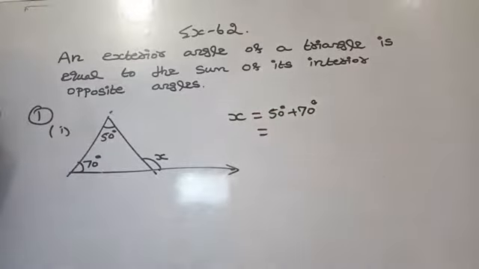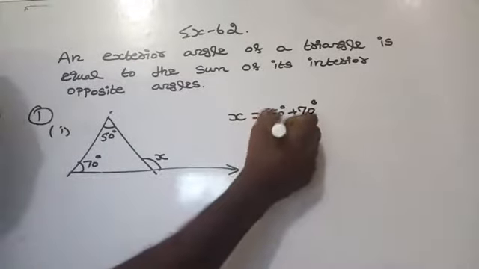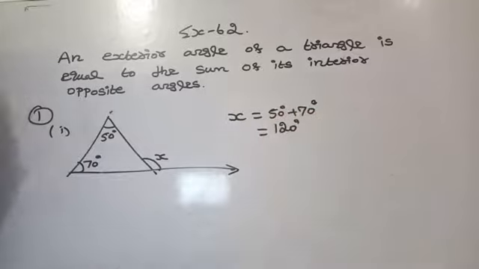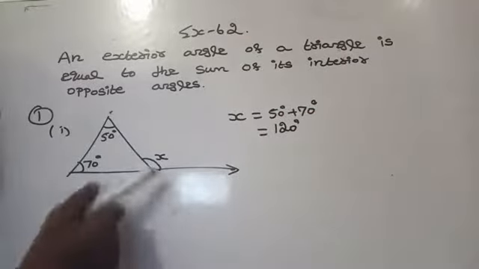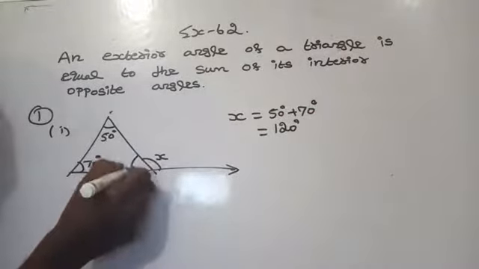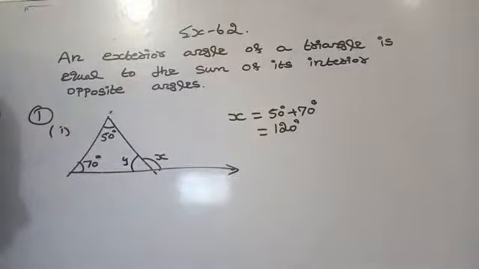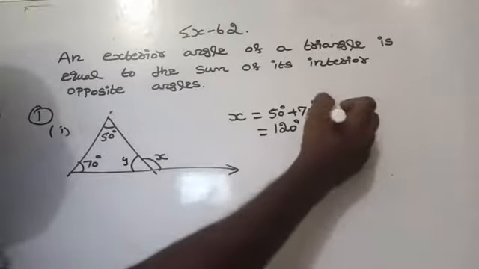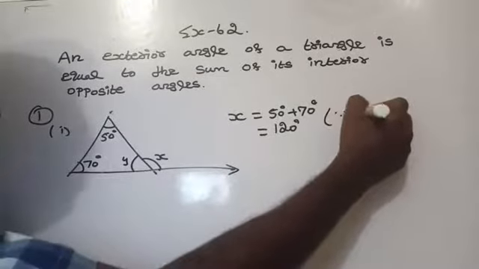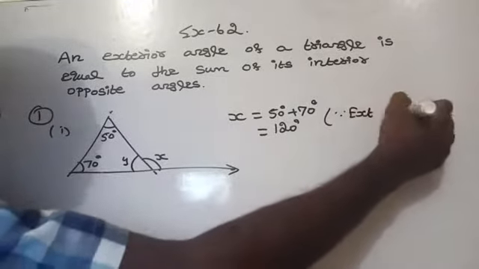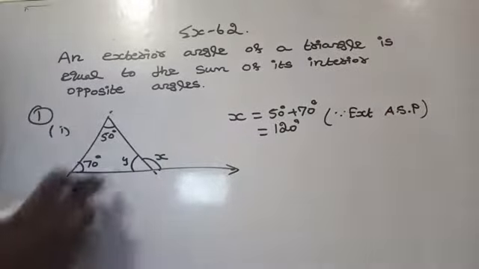So 50 plus 70 is how much? 120 degree. If you know this angle, then you can find this angle. We will take it as y, suppose. Am I right? Here, exterior angle sum property. Now we can find the value of y.